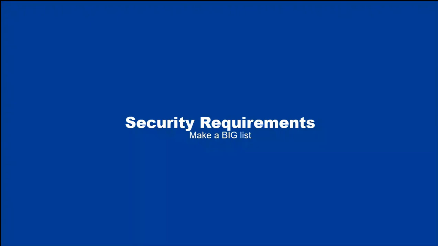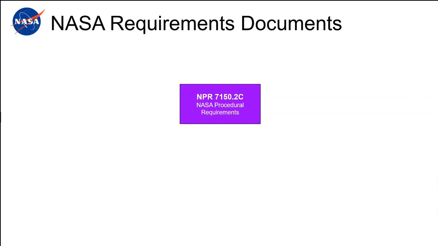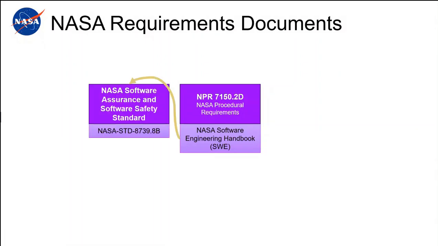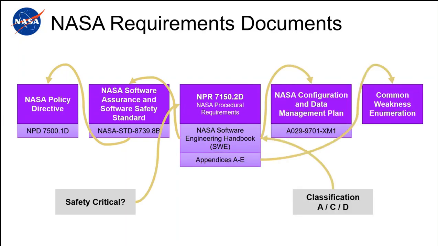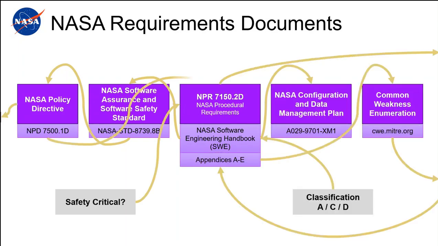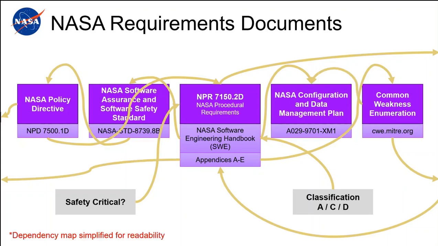So how do we get a hold of our security requirements? And sometimes it requires making a big list. For NASA in particular, we had to work with a document called NPR 7150.2c that defines a software engineering handbook that then links to safety and security standards, policy directives, configuration management, and then links out to common weakness enumerations. And I'm sure some of you have had the experience of diving into these 3-letter acronym agencies' requirements and finding yourself with your head spinning. And this really is simplified for readability. I could have accurately made it a lot more complex.